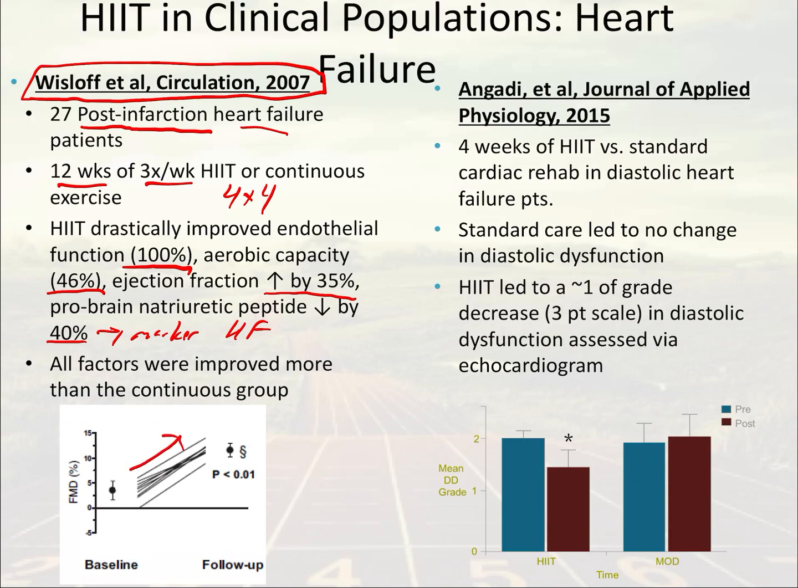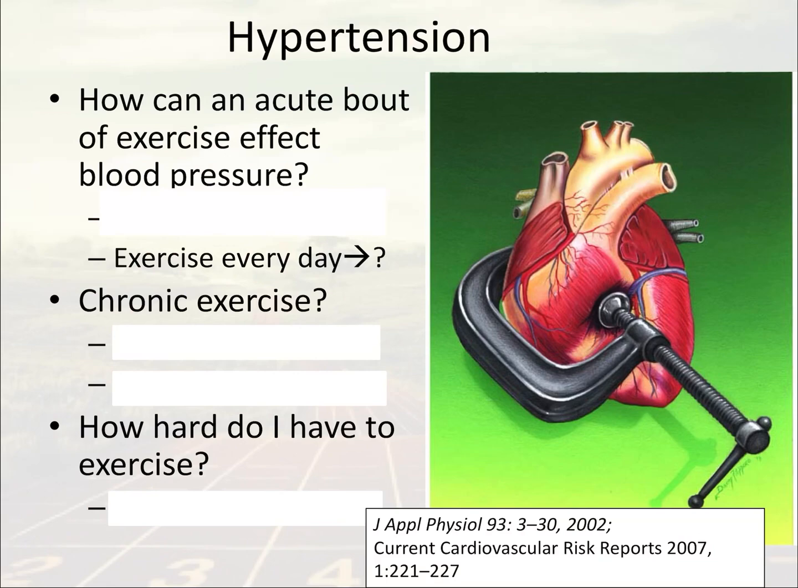And this is the graph of their FMD. Everybody increased, very strong. Another colleague of mine, Sid Angadi, who's a professor at ASU, I was in the PhD program with him. His dissertation study was a 4-week HIT intervention versus standard cardiac rehab in heart failure patients as well. His main outcome, just in 4 weeks, which was really only 12 sessions of HIT, was a 3-point heart failure severity scale. And what they saw in the HIT group is that it dropped 1 full point in the heart failure scale. That was a significant drop. There was no change in the moderate group in just those 4 weeks.